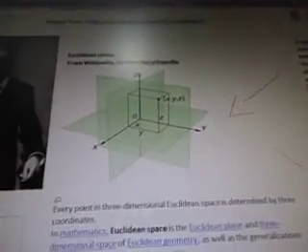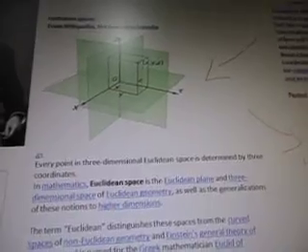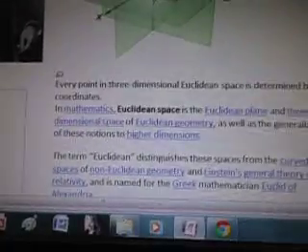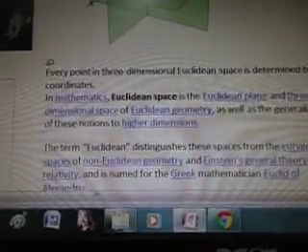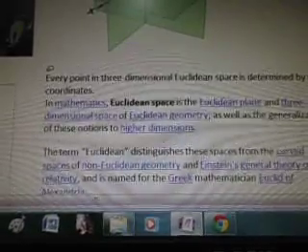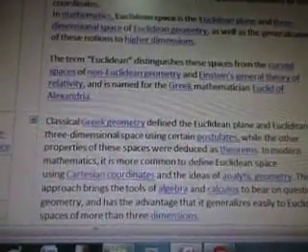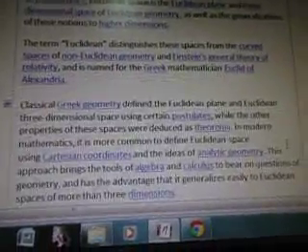Every point in the 3-dimensional Euclidean space is determined by 3 coordinates. In mathematics, Euclidean space is the Euclidean plane and 3-dimensional space of Euclidean geometry, as well as the generalizations of these notions to higher dimensions. The term Euclidean distinguishes these spaces from the curved spaces of non-Euclidean geometry and Einstein's general theory of relativity, and is named for the Greek mathematician Euclid of Alexandria.